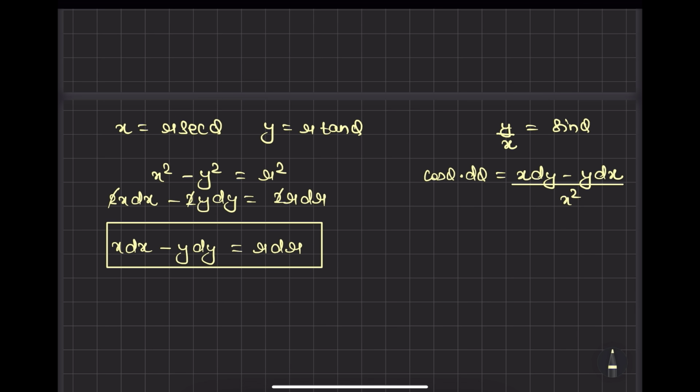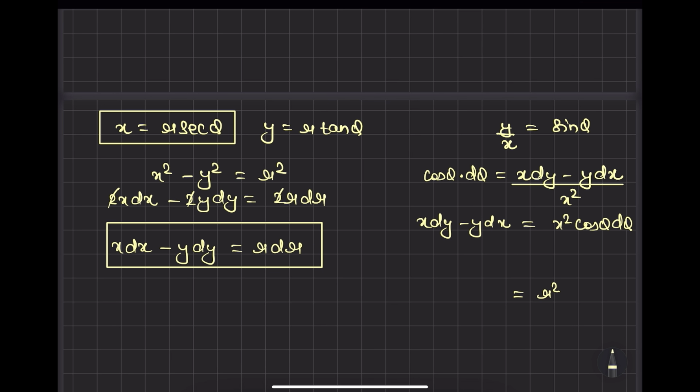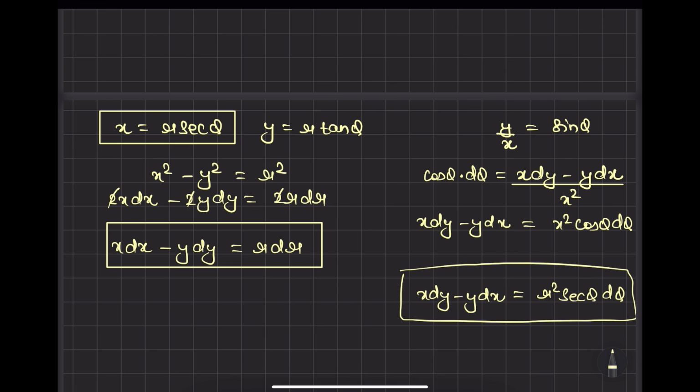So we are left with x dy minus y dx is equal to x square cos theta d theta. Now can I replace this x square with this idea? So we will be having what? We will be having r square sec square cos square. So 1 sec and cos will be neutralized. We will be left with r square sec theta d theta is equal to x dy minus y dx. Okay, so this is the idea.